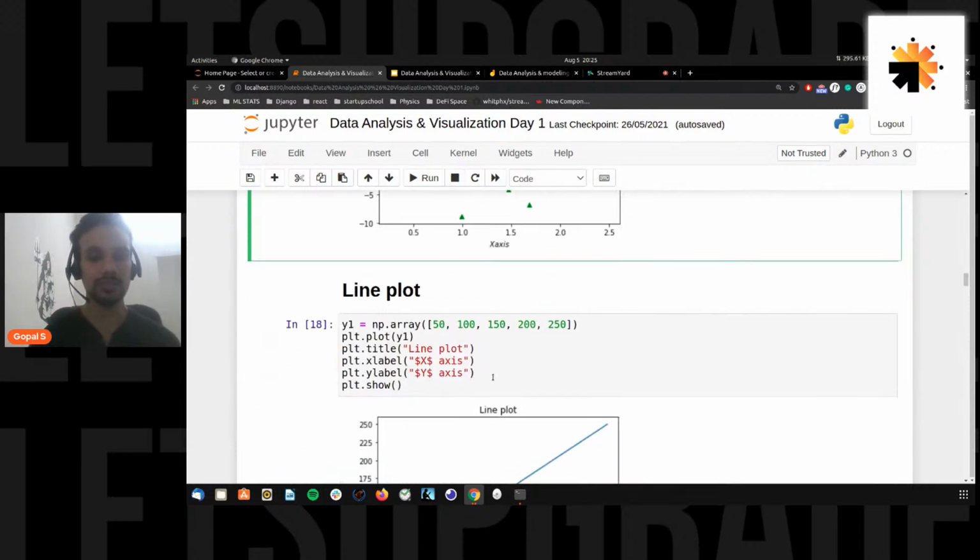And now next comes the line plot. And what exactly is a line? A line is nothing but the concatenation of two or more consecutive data points or coordinates, right? x1 y1 to x2 y2 to x3 y3. If the points are collinear, they will form a straight line.